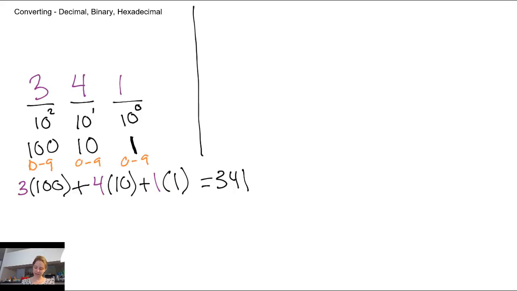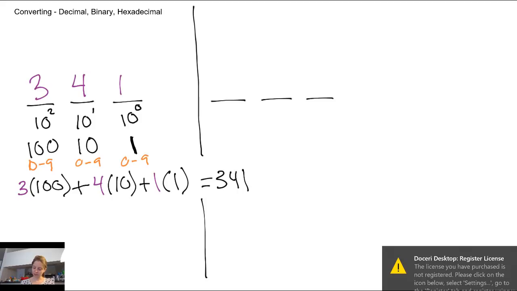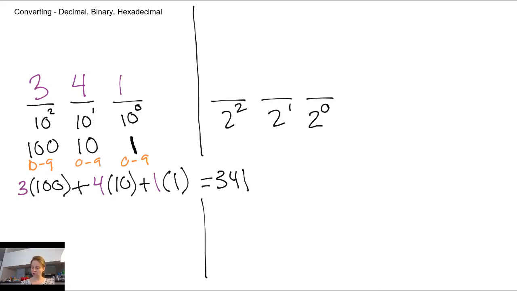Now, let's do binary. In binary, the base number system is 2. So the place values are going to be 2 to the 0, 2 to the first, 2 to the second, and so on, which 2 to the 0 is 1, 2 to the first is 2, 2 squared is 4.